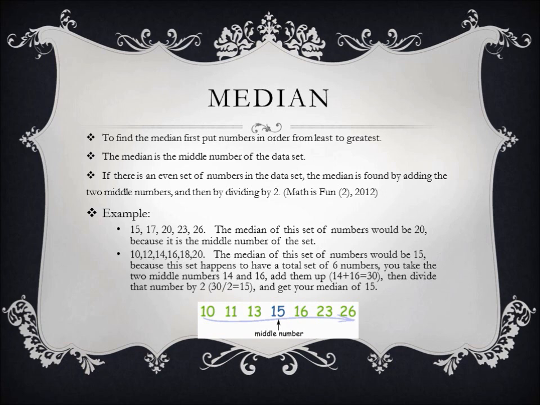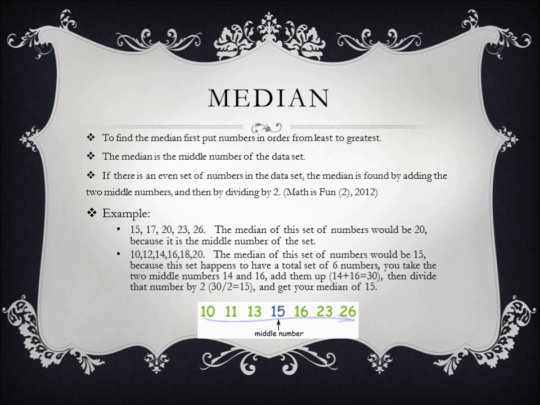For example 1. Let's say you have a dataset with 15, 17, 20, 23, and 26. The median of this set of numbers would be 20 because it is in the middle of the number set once we put them in order from least to greatest.